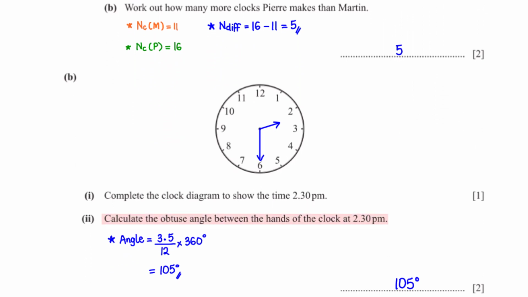Calculate the obtuse angle between the hands of the clock at 2:30 p.m. There are 12 equal divisions on the clock. The region between the hands of the clock covers 3.5 of the 12 divisions. So the angle would be 3.5 over 12 times 360 degrees, which is equal to 105 degrees.